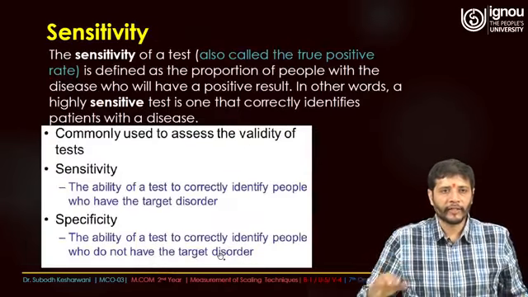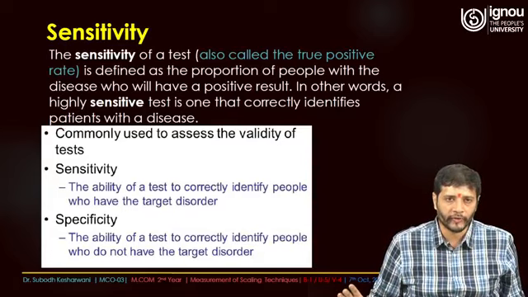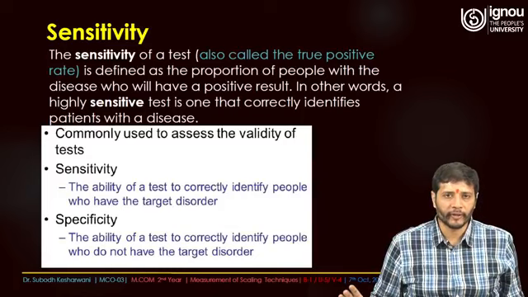Anyway, sensitivity is something else. The sensitivity of a test, also called the true positive rate, is defined as the proportion of people with the disease who will have positive results. In other words, a highly sensitive test is one that correctly identifies these people. It is commonly used to assess the validity of a test, and specificity is the counterpart.